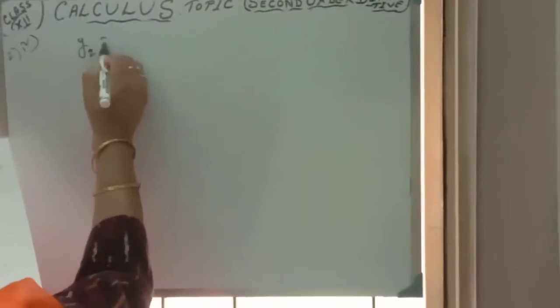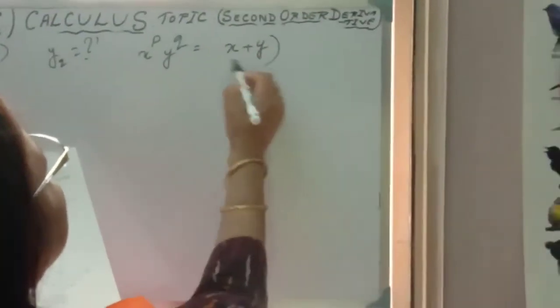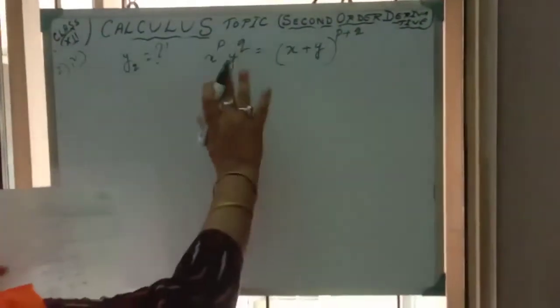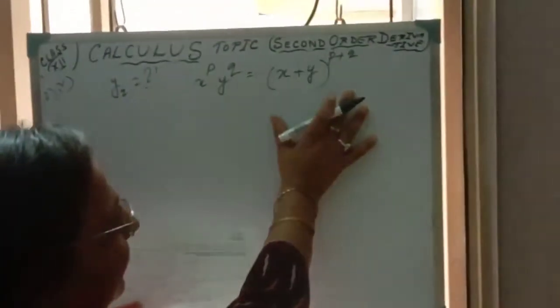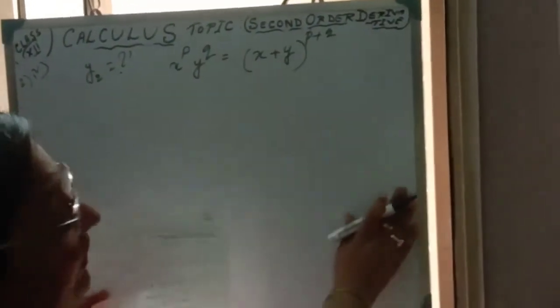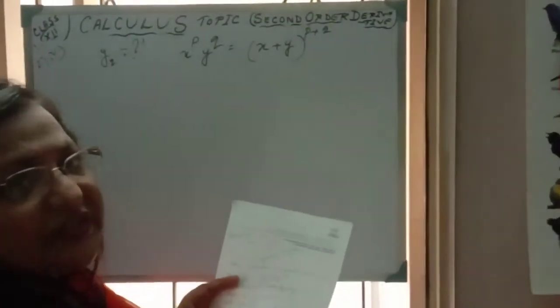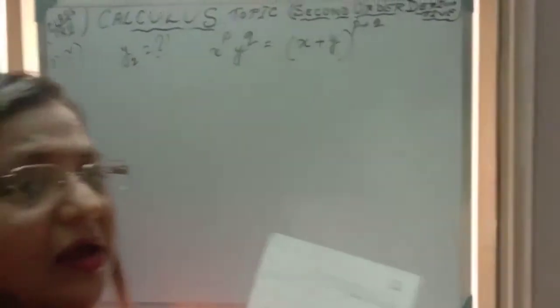What is the question? Find y2 when x to the power p into y to the power q is equal to (x plus y) whole to the power p plus q. Okay, as only power terms are there, when power terms are there, don't directly try to do the derivative part. At first we have to take the logarithm to both the sides, then we will find the derivative.